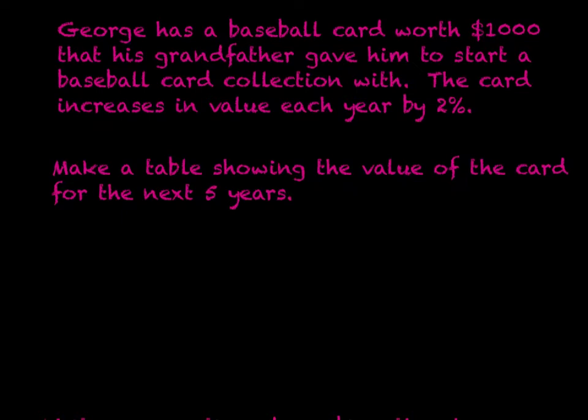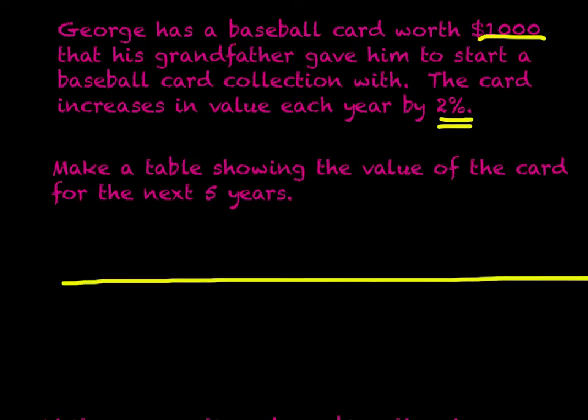George has a baseball card worth $1,000 that his grandfather gave to him to start a baseball collection with. The card increases in value each year by about 2%. Make a table showing the value of the card for the next 5 years. So let's do that. I'm going to make a table horizontally.